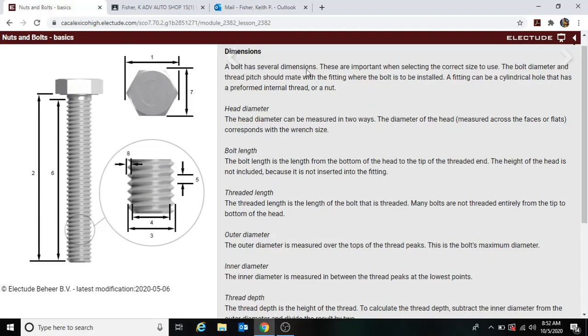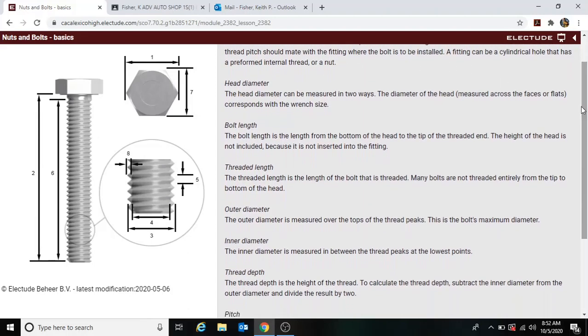A bolt has several dimensions. These are important when selecting the correct size to use. A bolt diameter and thread pitch should mate with the fitting where the bolt is to be installed. A fitting can be a cylindrical hole that has a preformed internal thread or a nut.